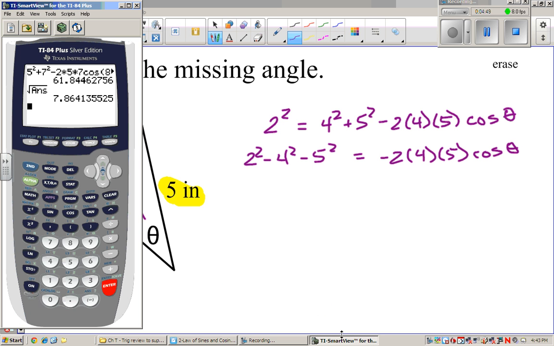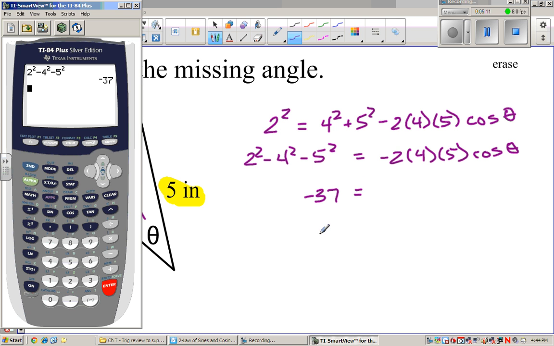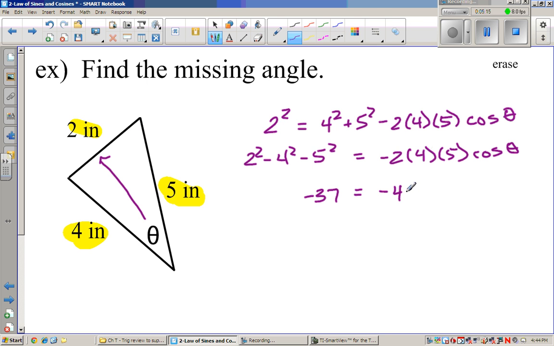And now we're going to let the calculator do some work for us. So we've got 2 squared minus 4 squared minus 5 squared. And that gives me the left side, which is negative 37. And then on the right side, I think I can do this in my head. 2 times 4 is 8 times 5, so that's negative 40 cosine theta. So now I know I'm going to have negative 37 divided by negative 40.